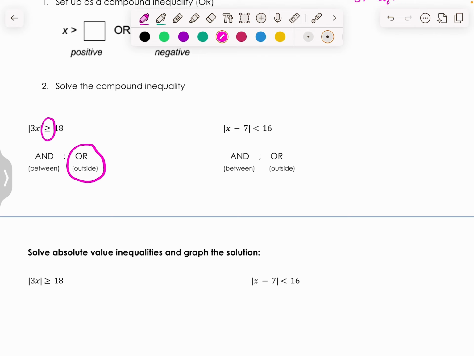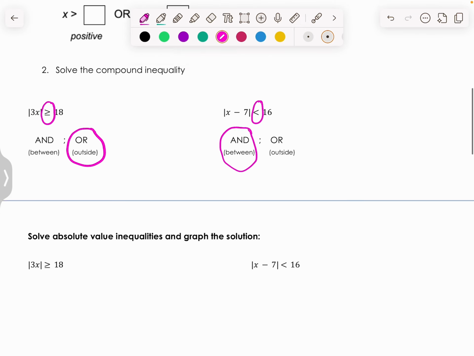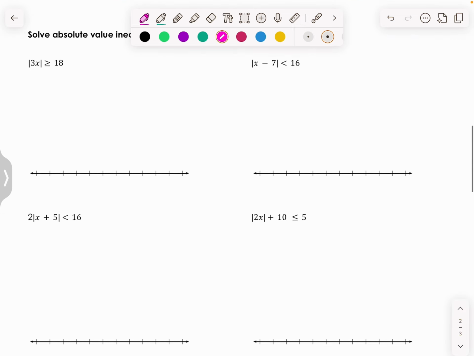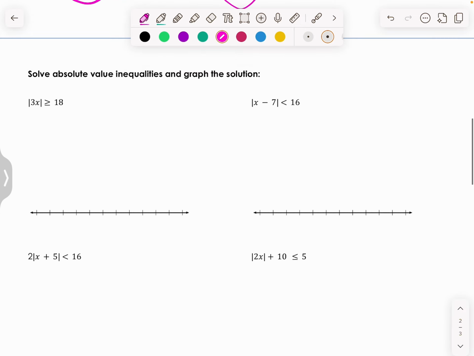And then if we have the absolute value of x minus 7 is less than 16, then we are starting with less than, and so we want and, because we want our numbers to be between our two boundary points. All right, so let's go ahead and solve those. So if you flip to the other page, we'll do a few examples.